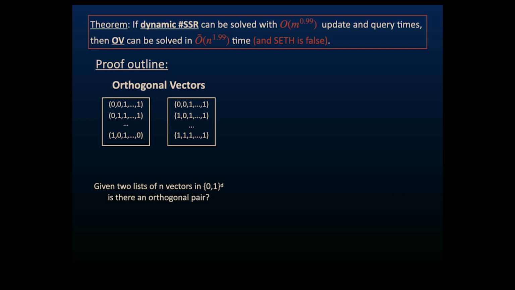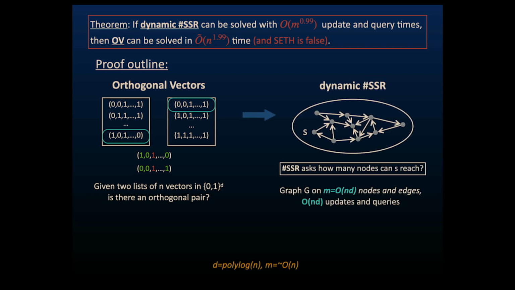Okay, so we start with orthogonal vectors. We have these two sets of n vectors, and they have some dimension d. That's pretty small. And we want to know if there's an orthogonal pair. So here's a reminder: a pair is orthogonal if there's no coordinate where they're both 1. So the plan is to create a dynamic graph, which will have a size that's linear, n times d. The number of nodes and edges is near linear. So d is log n, so ignore d. And we're going to make a set of updates and queries to this graph that is not too big. It's only a linear number of updates and queries.